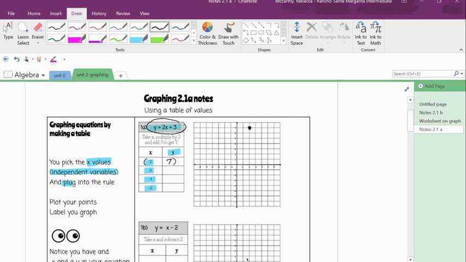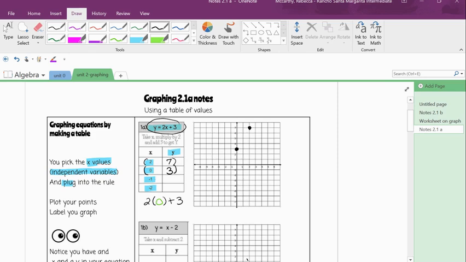Now I'm going to take my next x value. I think of it as 2 times my x value plus 3. And here I'm just doing it mentally. So now x is 0. 2 times 0 is 0, plus 3 is 3. So here's my next point: 0, 3. And I'm going to plot that.